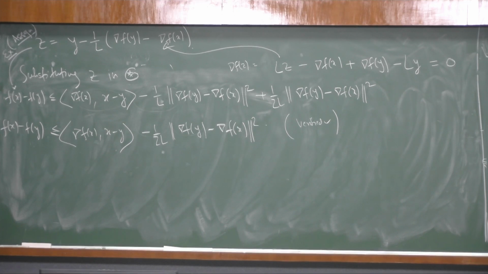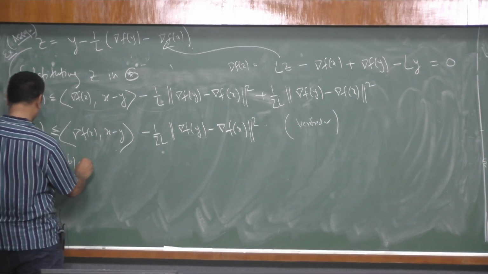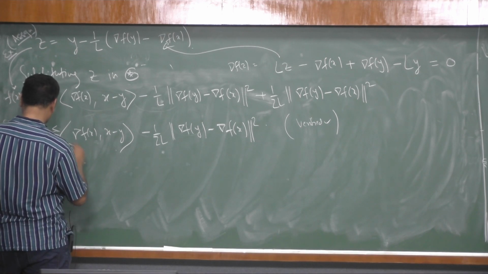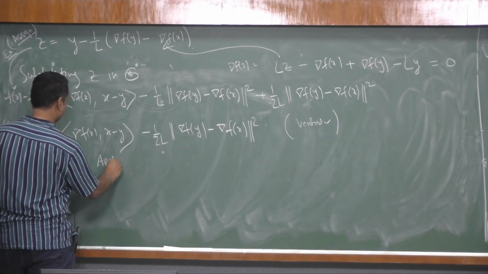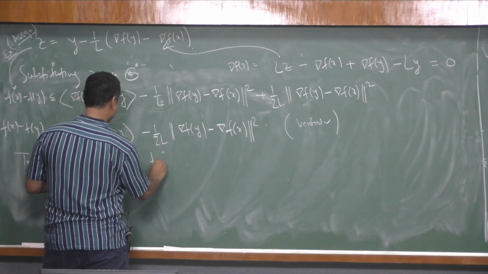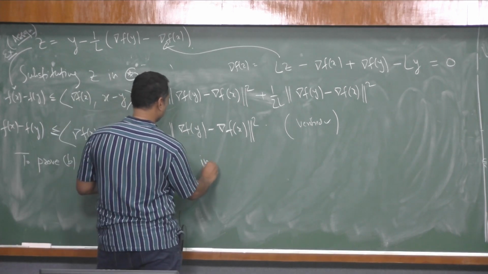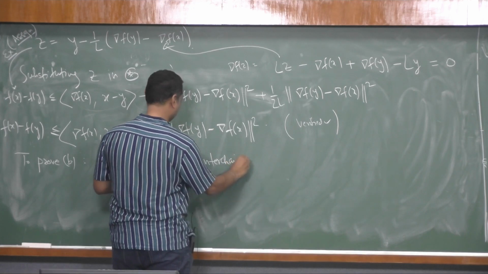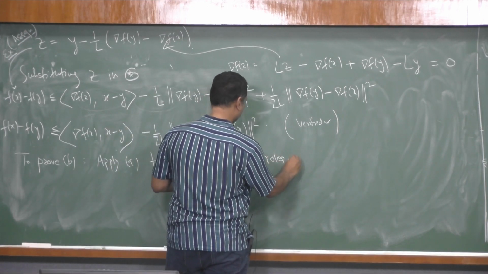This proves 14, and to obtain 15, apply 14 twice by interchanging the roles of x and y. Okay, that's interesting. So to prove the B part, apply the A part twice by interchanging the roles of x and y. This seems to be a good exercise. So to prove B, the hint is, apply A twice by interchanging the roles of x and y.